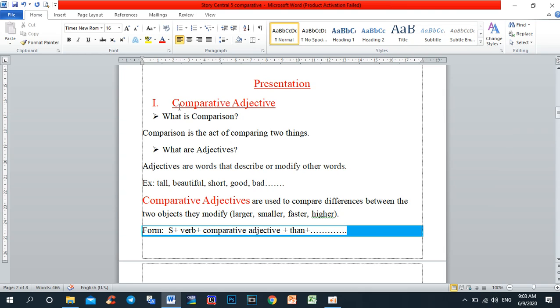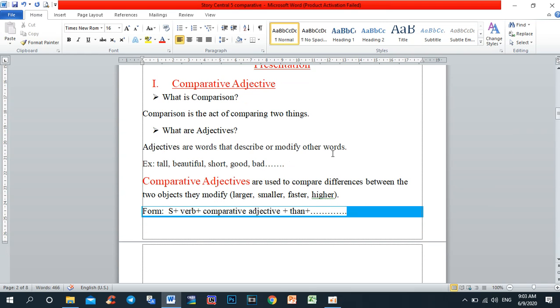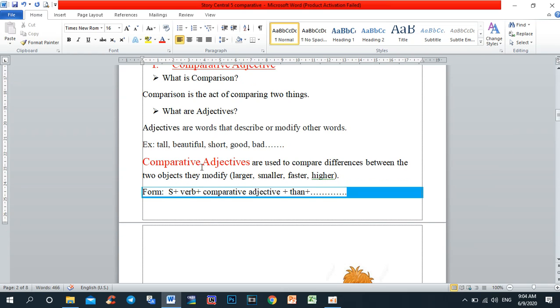comparative adjectives. So what is comparison? Comparison is the act of comparing two things. We compare two things. What are adjectives? Adjectives are words that describe or modify other words. For example, tall, beautiful, short, good, and bad. Okay. So what is a comparative adjective? Comparative adjectives are used to compare differences between the two objects that they modify. For example, larger, smaller, faster, higher.